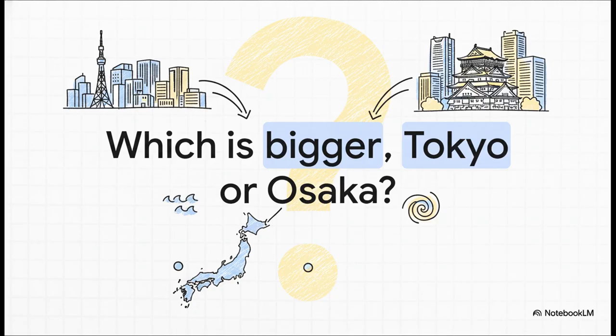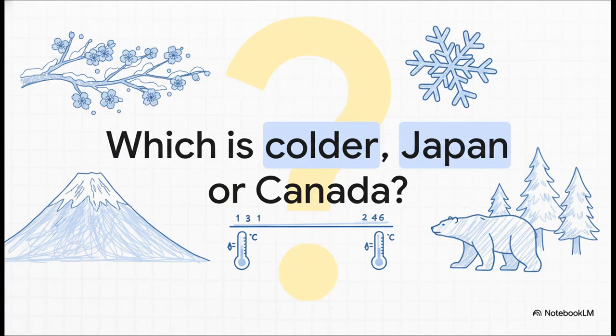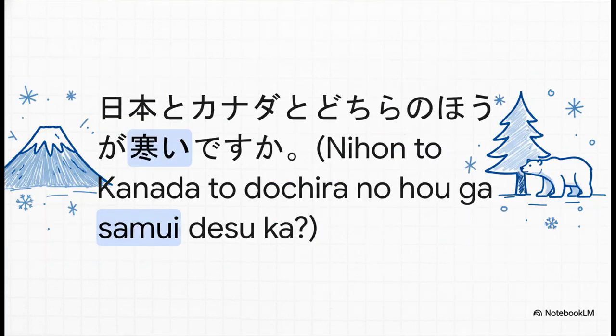Let's begin with a classic comparison. How would we ask? Which is bigger, Tokyo or Osaka? Using the formula we just learned, it becomes Tokyo to Osaka to dochira no hoga oki desu ka. You can see how the pattern is applied directly and consistently. How about a climate comparison? Let's ask, which is colder, Japan or Canada? And again, the pattern remains exactly the same. Nihon to Kanada to dochira no hoga samui desu ka? This reliability is what makes the formula so effective.